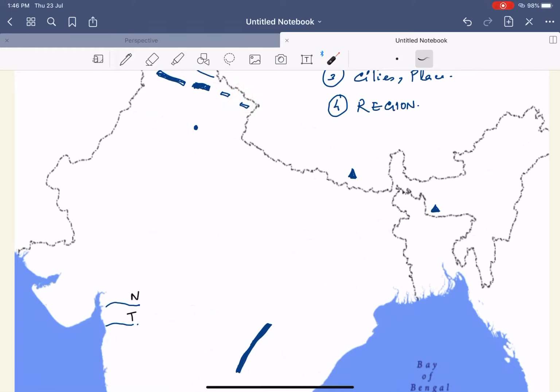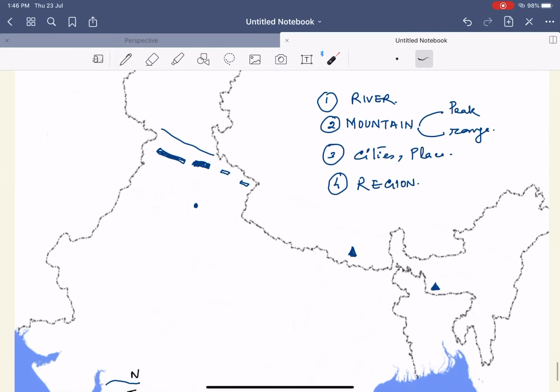Similarly, if it says Yamuna, I'll make Yamuna till there because Yamuna is longest. So remember that with respect to the river, if it is asking for a smaller tributary, please represent the smaller tributary rather than making it a bigger, larger tributary. This is in the context of your river.